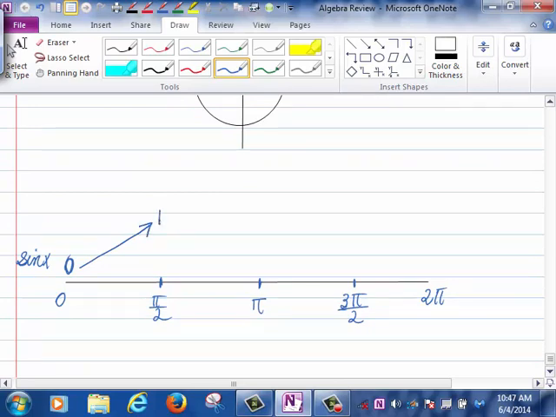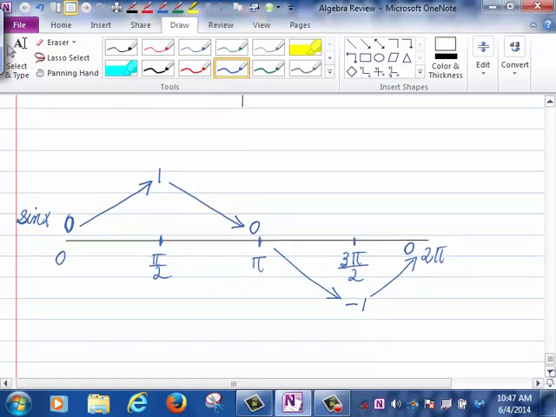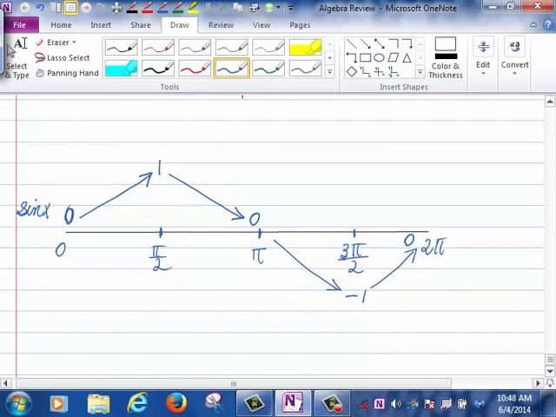Okay? Now, as you go from pi over 2 to pi, what's happening? It decreases to 0, because sine pi is 0. From pi to 3 pi over 2, it keeps decreasing from 0 to negative 1. So this is negative 1 here. And then between 3 pi over 2 and 2 pi, it goes back up to 0. Everybody's okay? So that's the behavior of the sine function. I'm going to use that to draw the graph of this sine function. You guys are done writing this down? Okay.